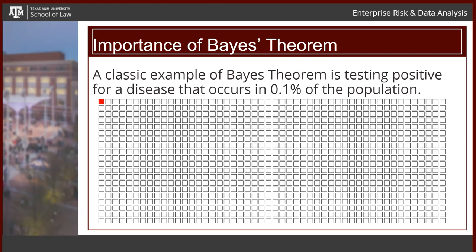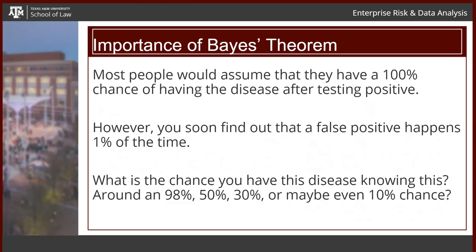So you would say, well, what's the probability of having this disease? And given that you have this disease, what's the probability that you're going to die from it, you're going to do this, you're going to do that? So it takes into account really small populations or really small events that might be those black swan events. Most people assume they have a 100% chance of having a disease. However, you find out that a false positive happens, and then what's the chance you have the disease knowing this? So it's all these probabilities that add up.